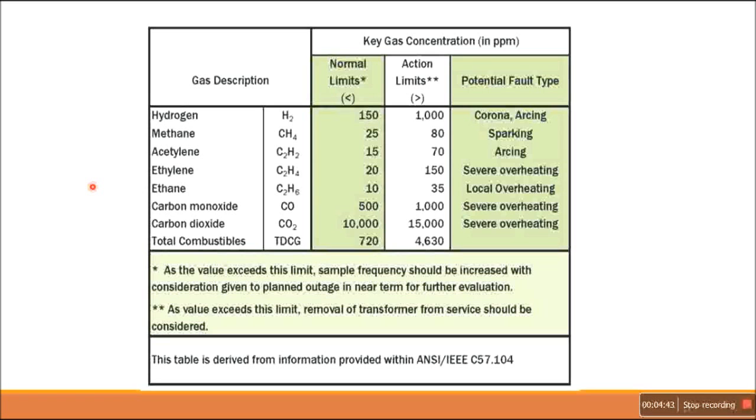From the type of gas generated, we can also know about the potential fault type. For example, if there is a hydrogen concentration in the gas, the fault may be corona or arcing.